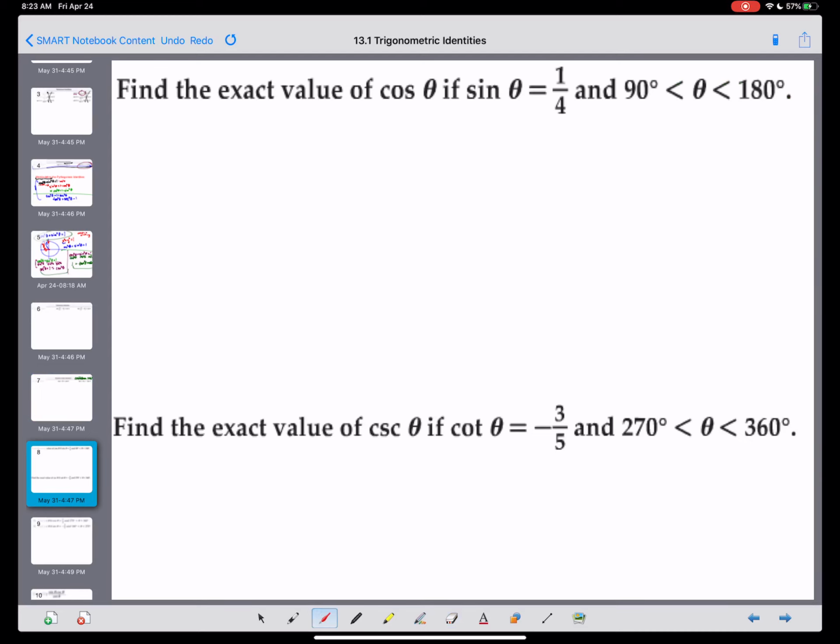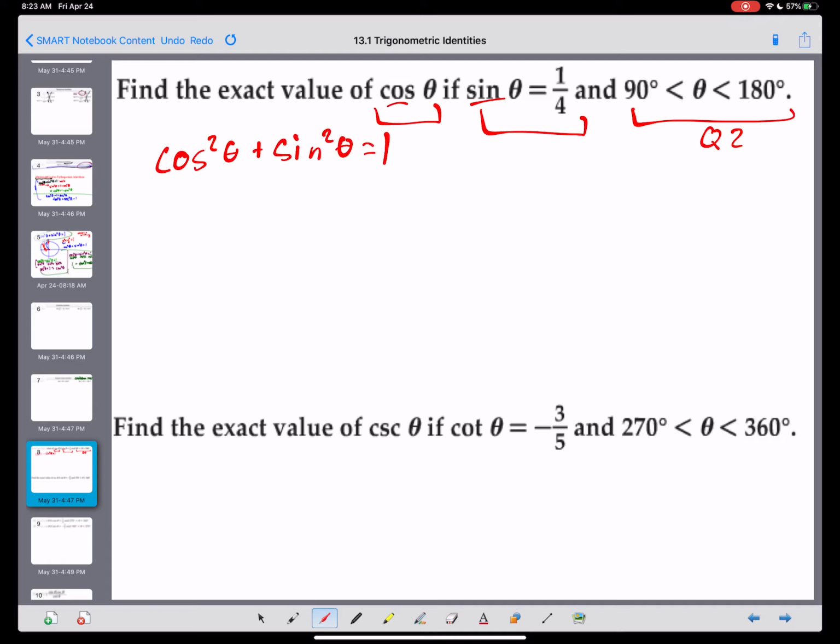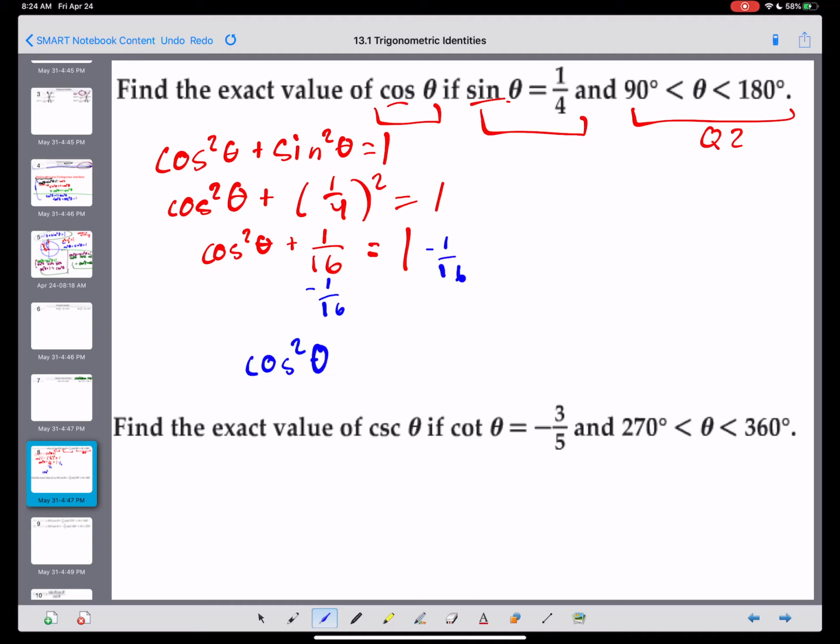Okay, let's actually see these in action. I have sine, but I want to figure out cosine. You see this right here? This tells you that you're in quadrant 2. If I have sine and want to find cosine, you want to find an identity that ties cosine and sine together, and the identity that does that is cosine squared theta plus sine squared theta is equal to 1. So I'm making my substitution. Cosine squared theta plus, I know sine is 1/4, so 1/4 squared, is equal to 1. Cosine squared theta plus 1 over 16 is equal to 1. I subtract 1 over 16 from both sides, so cosine squared theta is equal to 1 minus 1 over 16. That's 16 over 16 minus 1 over 16, so that's 15 over 16.